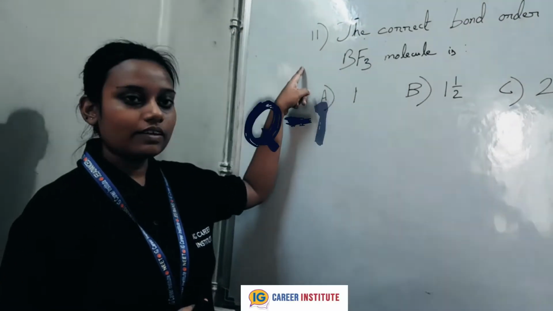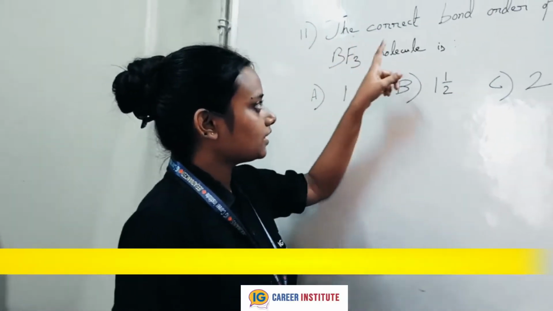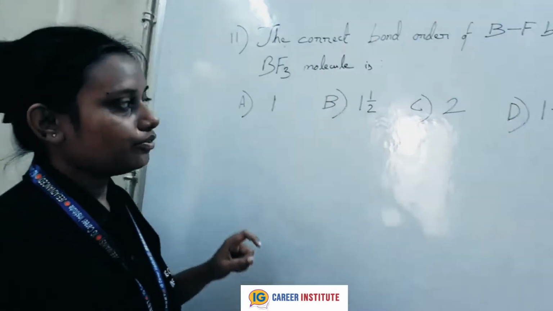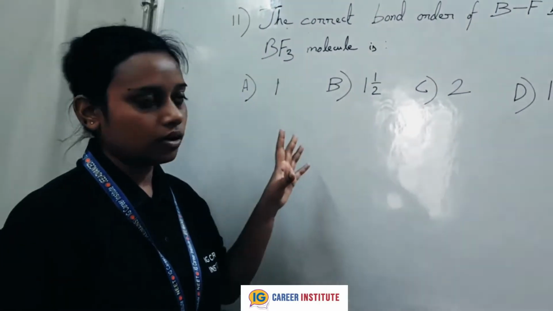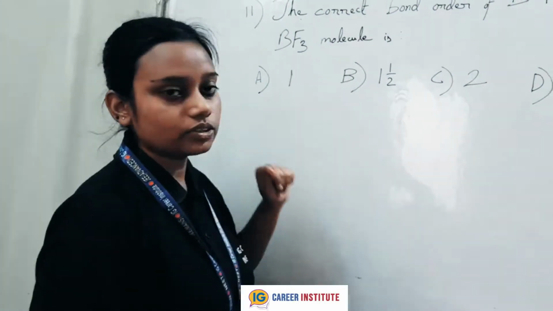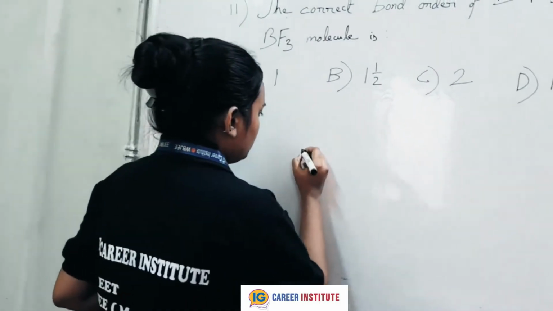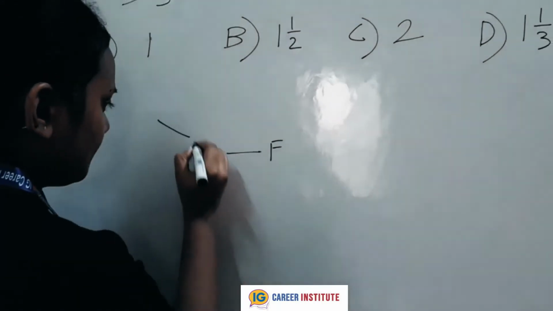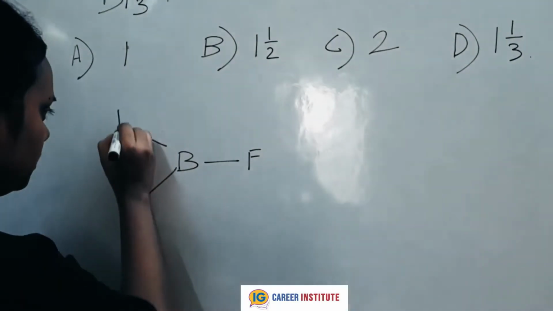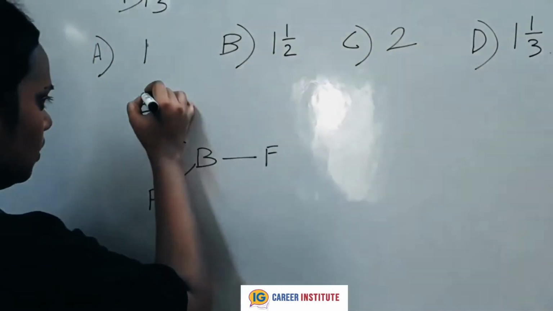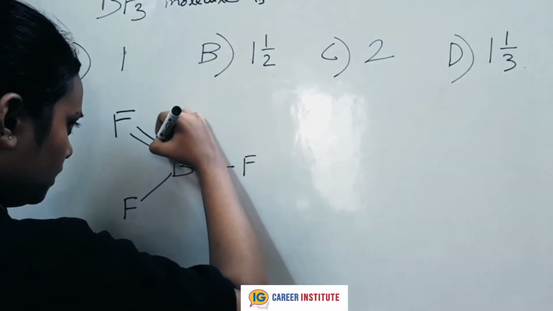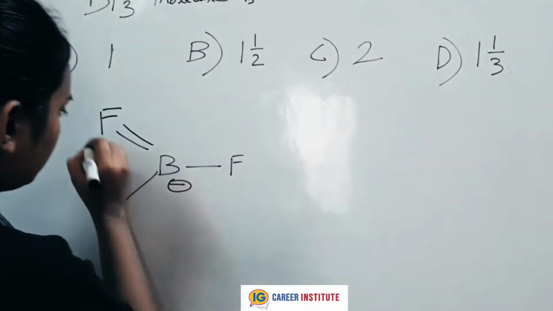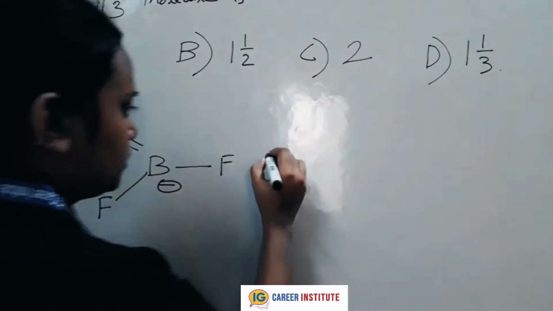So we will be starting with the 11th question, and this question says the correct bond order of the BF bond in BF3 molecule is. Now in order to find out the bond order of a particular molecule, let me first draw the resonating structure. So first of all, what's the structure of BF3? It's a trigonal planar geometry where the lone pairs of the fluorine are resonating. Therefore, boron will have a negative charge and fluorine will have a positive charge.